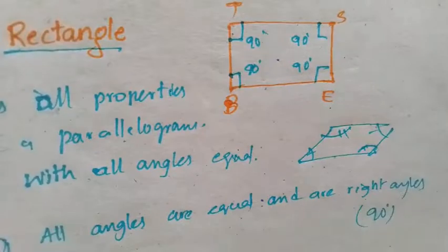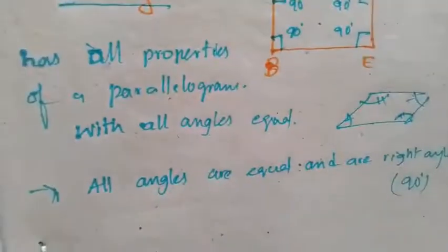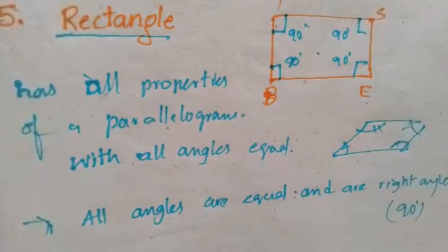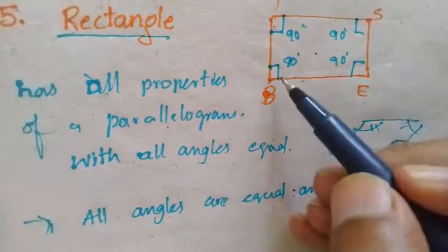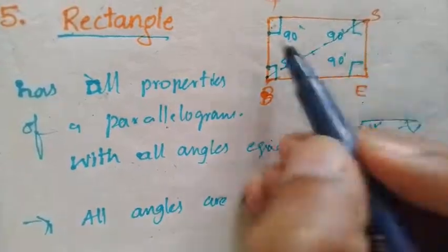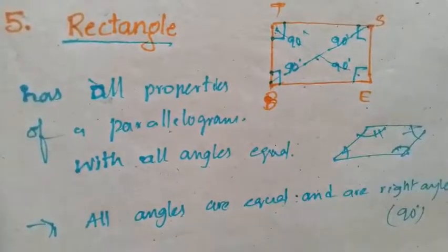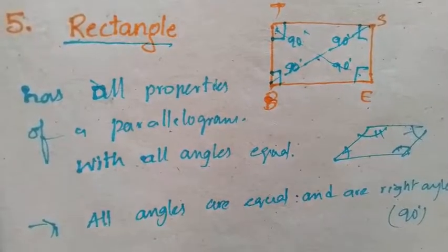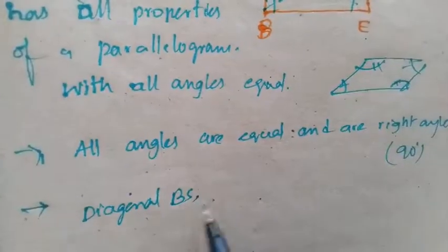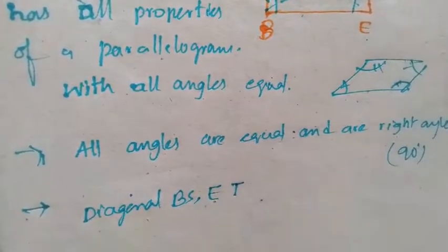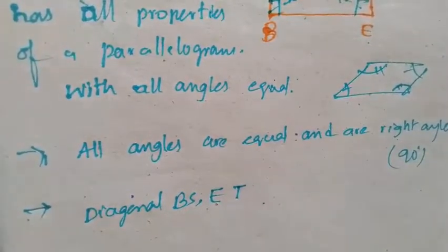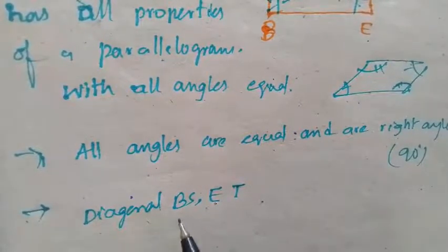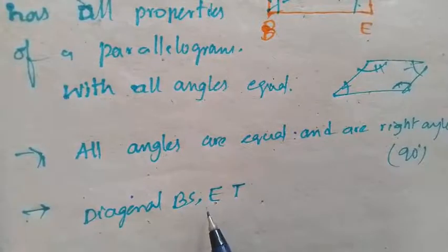Okay, and another property of a rectangle in addition to this one is its diagonals. Suppose I draw the diagonals of the rectangle, diagonals BS, ET. We already said that a rectangle has all properties of a parallelogram. That means they will be bisecting each other.